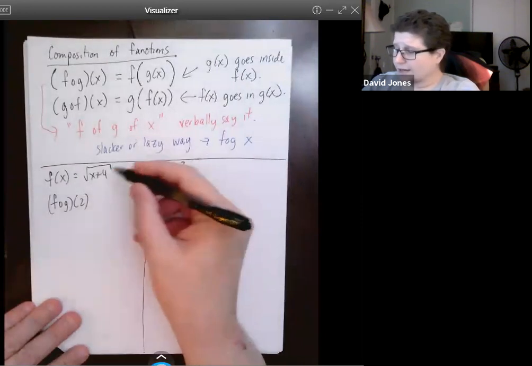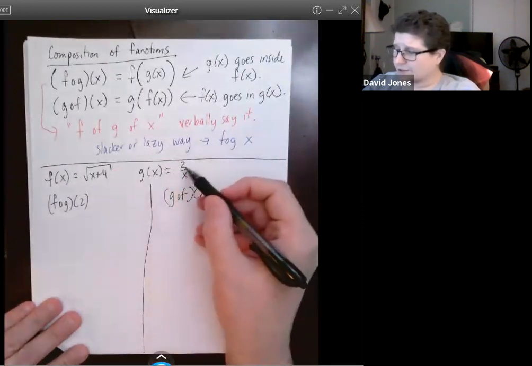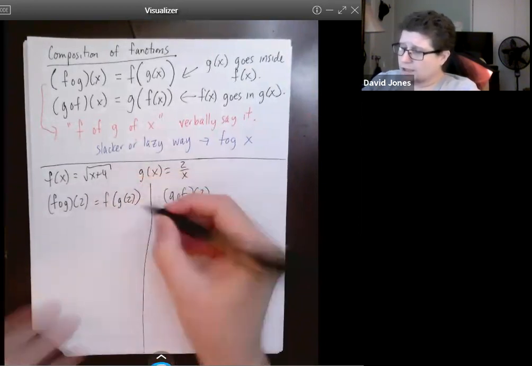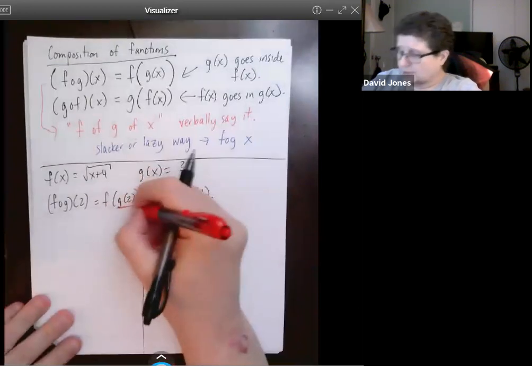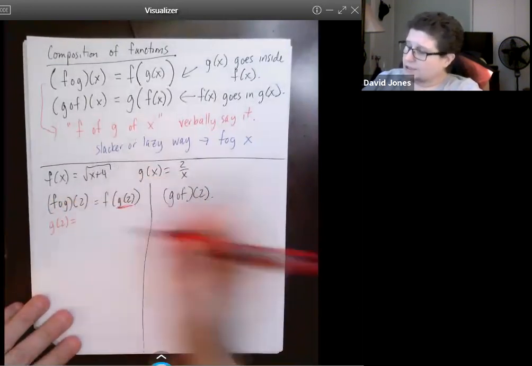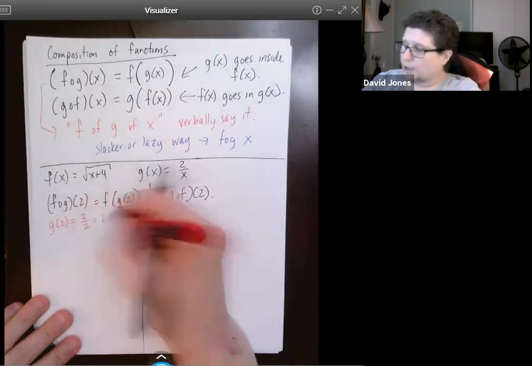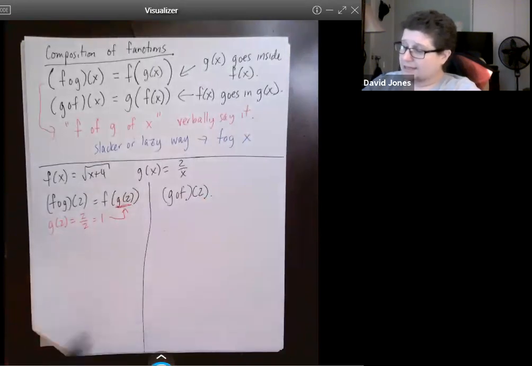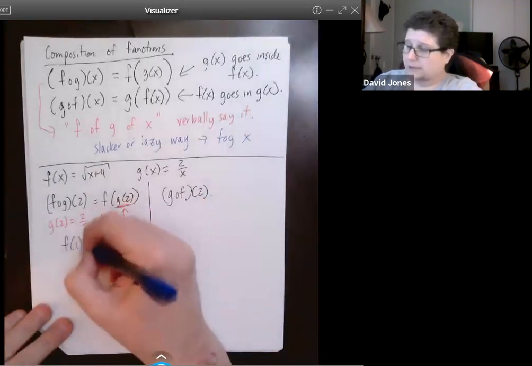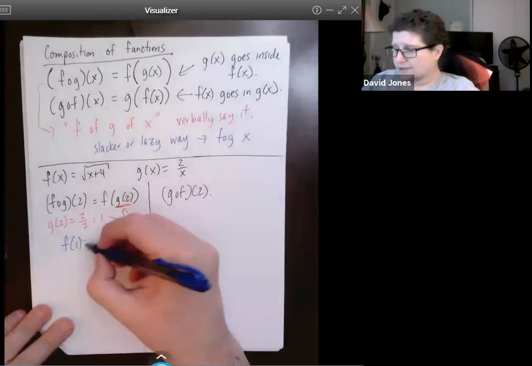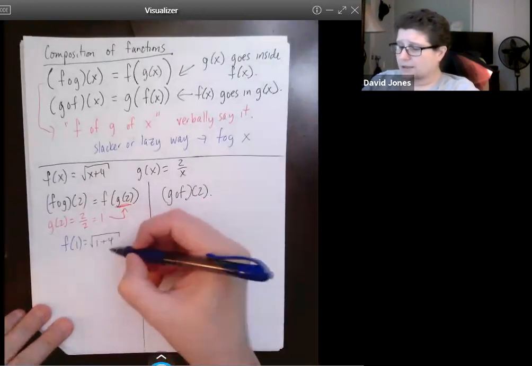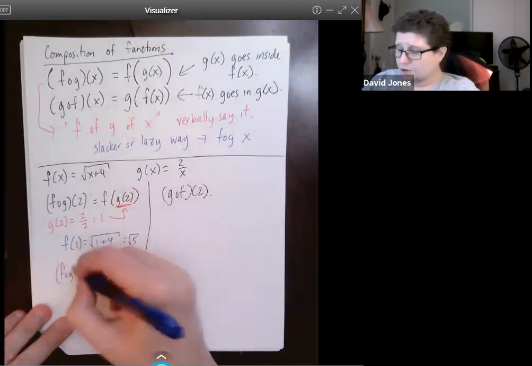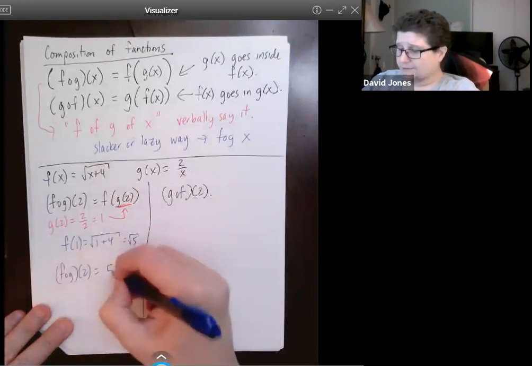Okay, so two outcomes here. F is the square root of x plus 4, g of x. So this is saying f of g of 2, which means we start with g of 2. G of 2 is 2 divided by 2, which equals 1. When I plug that in, now what I have is f of 1. Well, that's the square root of 1 plus 4, which is the square root of 5. So f of g of 2 equals the square root of 5.